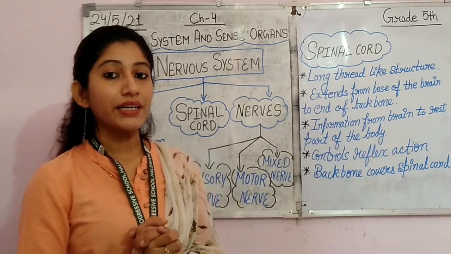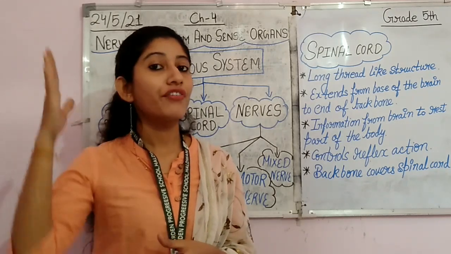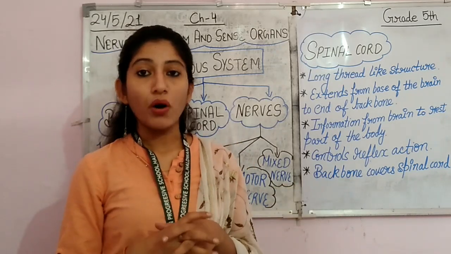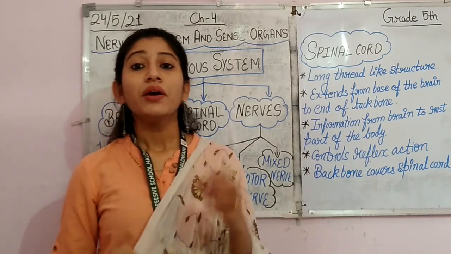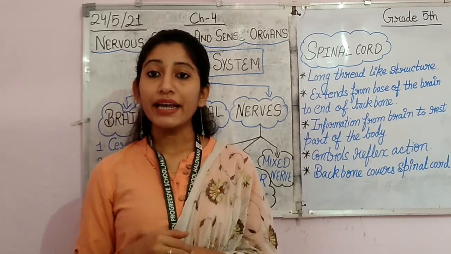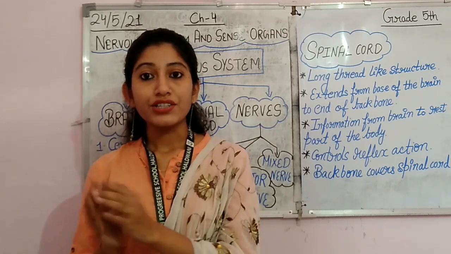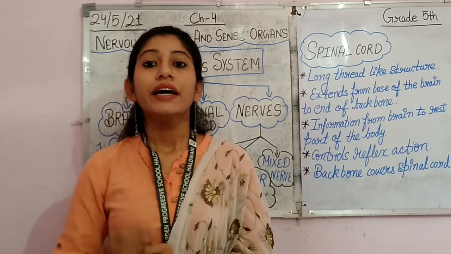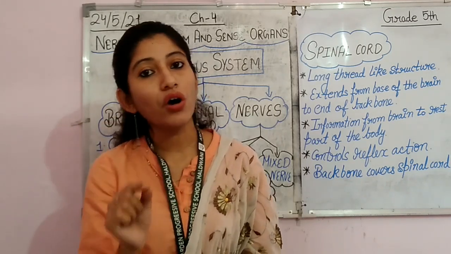So, from here it is clear that the spinal cord takes the information from the brain and sends it to the complete body. Okay. Now we have one very interesting action that is done by our body. That action is called reflex action. I will explain reflex action after a few minutes, but right now what you have to understand is that reflex action is controlled by the spinal cord.